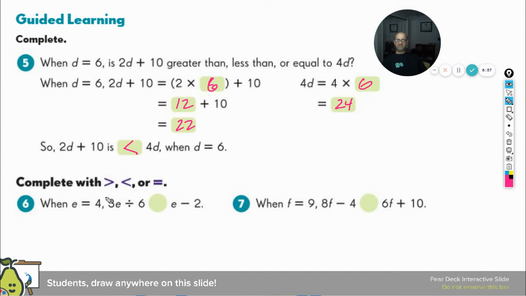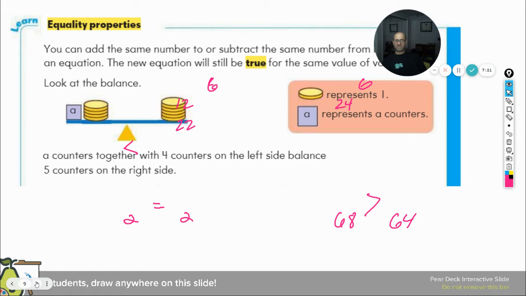All right. If e equals 4, 4 minus 2 is going to be 2. 3 times 4 is 12. Divided by 6 is 2. It's going to be equal. If f equals 9, 8 times 9 is 72. Minus 4 is 68. And then 6 times 9 is 54. Plus 10 is 64. And that'll be greater. All right. Kind of just filling in numbers for letters right now.